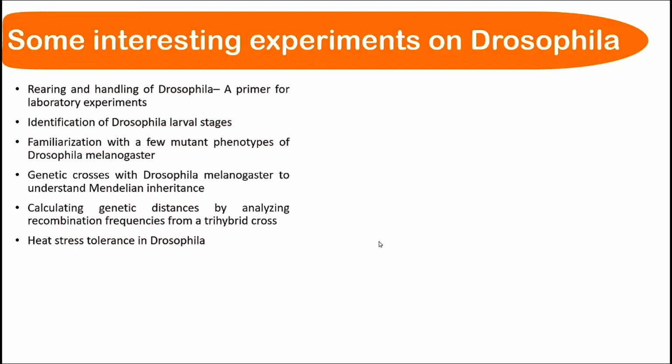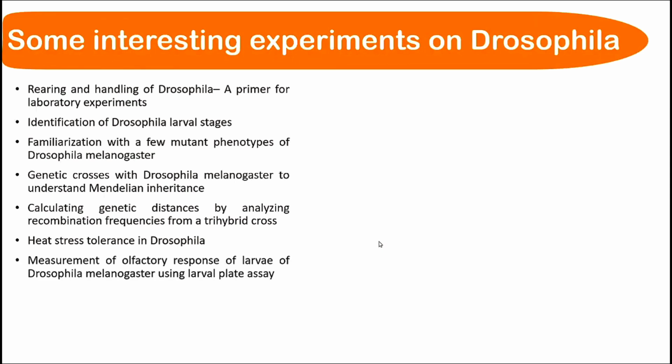Then heat stress tolerance in Drosophila. As I said, Drosophila does well at a temperature of around 25 degrees Celsius. So what happens if you increase the temperature to, for example, 30 degrees, then 35 degrees, then 40 degrees? Do they faint? If they faint, how much time do they require to revive again? Similarly, if you bring it down to 15 degrees and 10 degrees, and correlate this with the time duration for which the temperature has been increased or decreased, you will see that there are different responses.